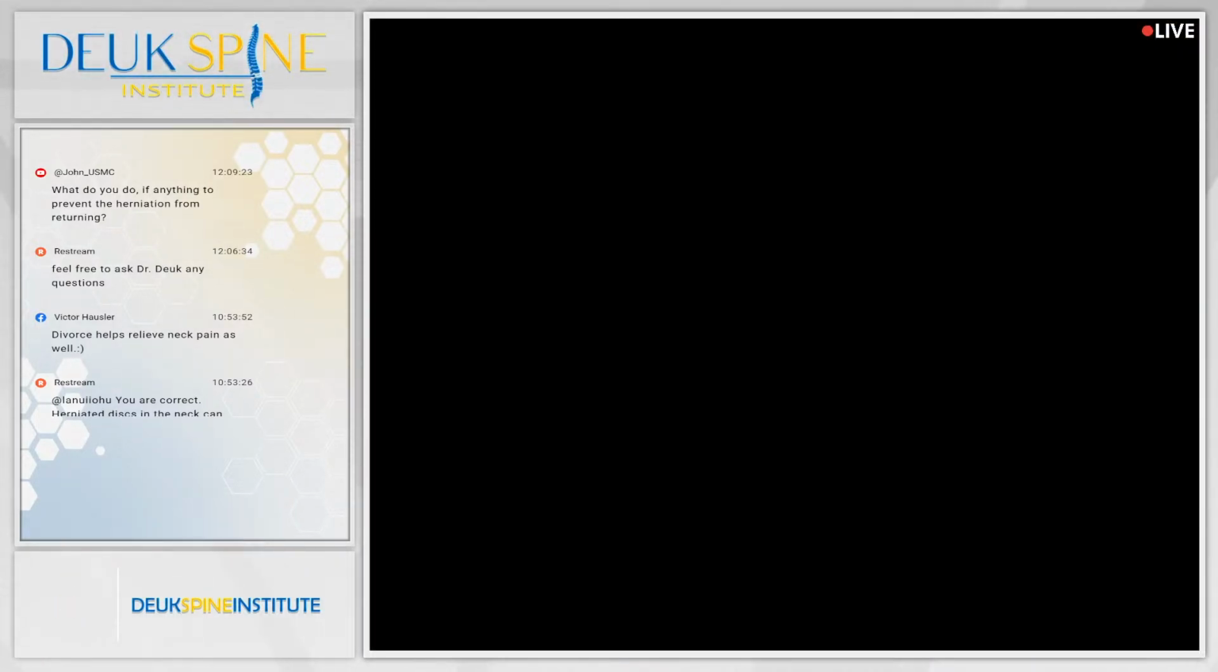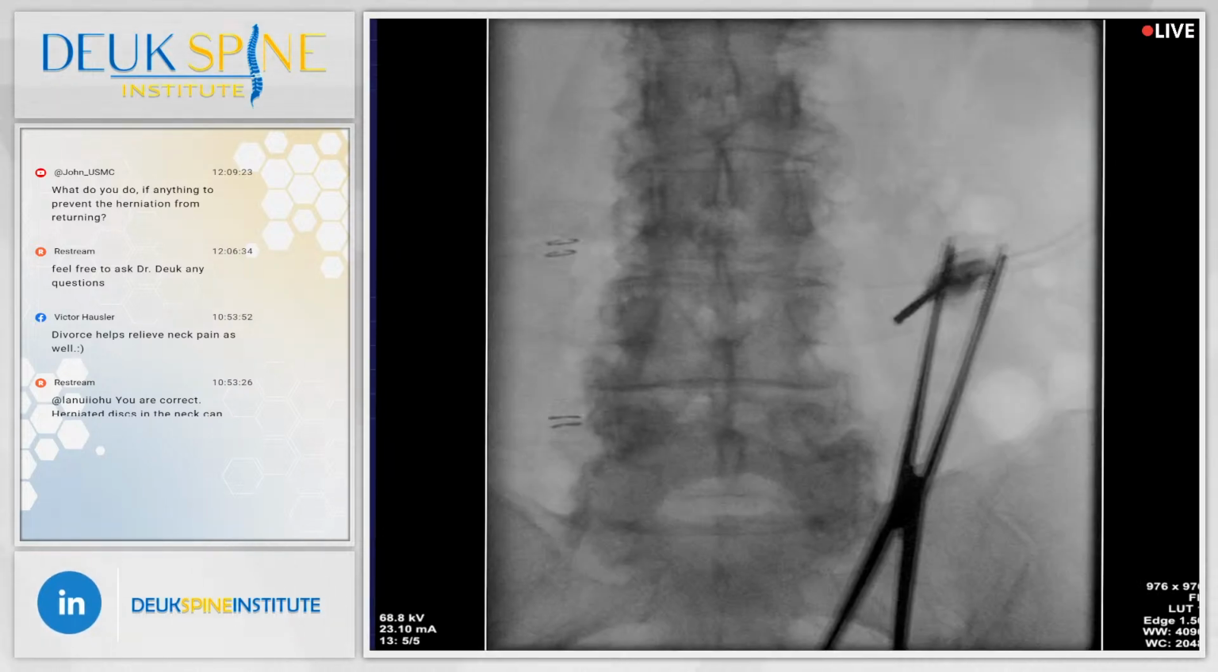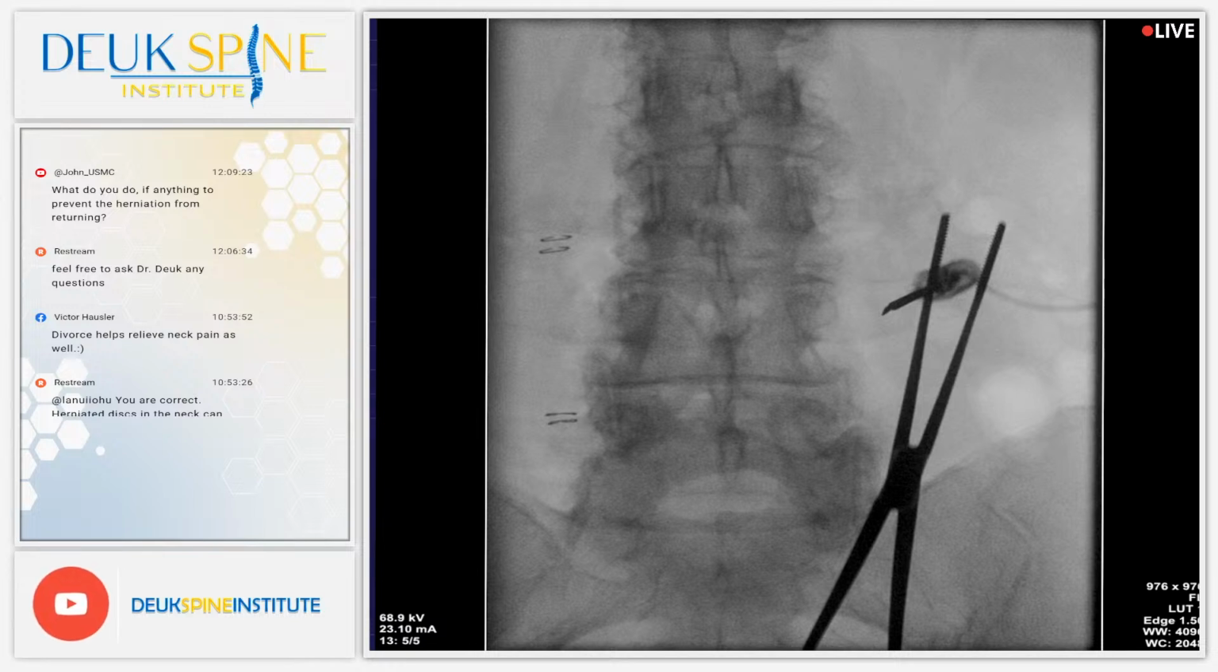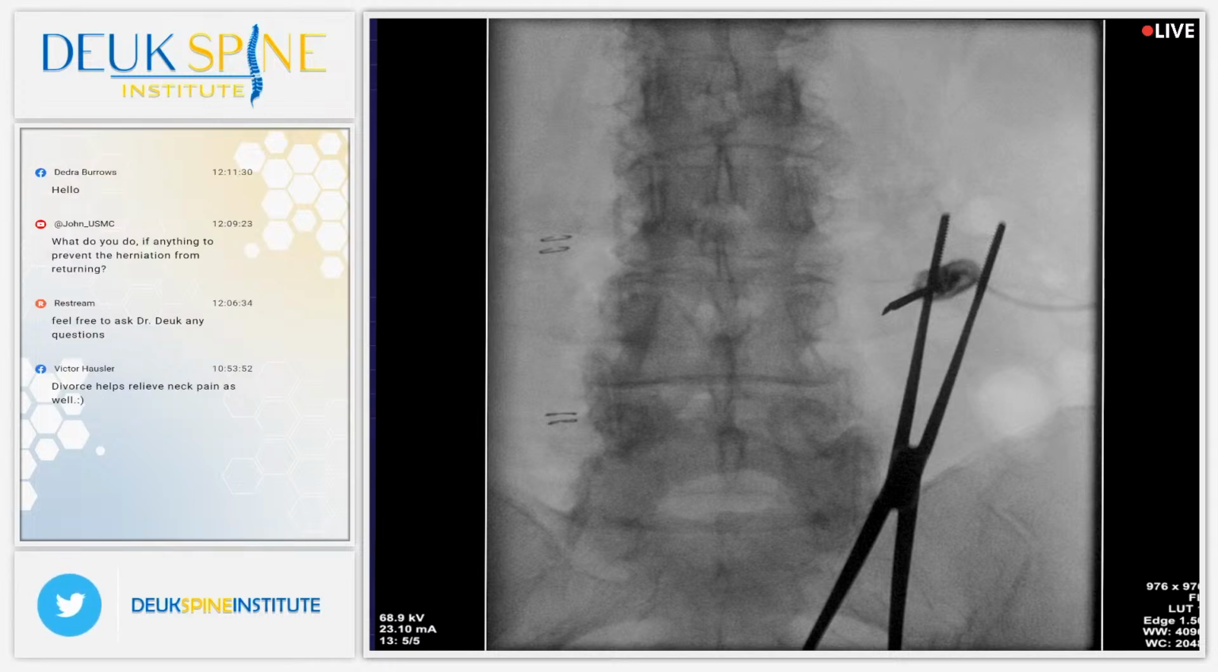I'm on the transverse process. You can see on the x-ray her spine's a little bit rotated. She has some scoliosis. It's not causing any symptoms, but it makes it harder for me to get to where I need to be. We're going to get there, don't worry.